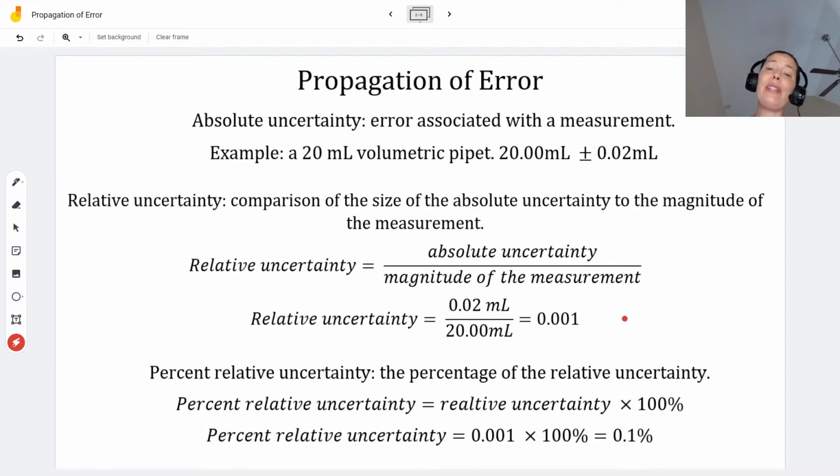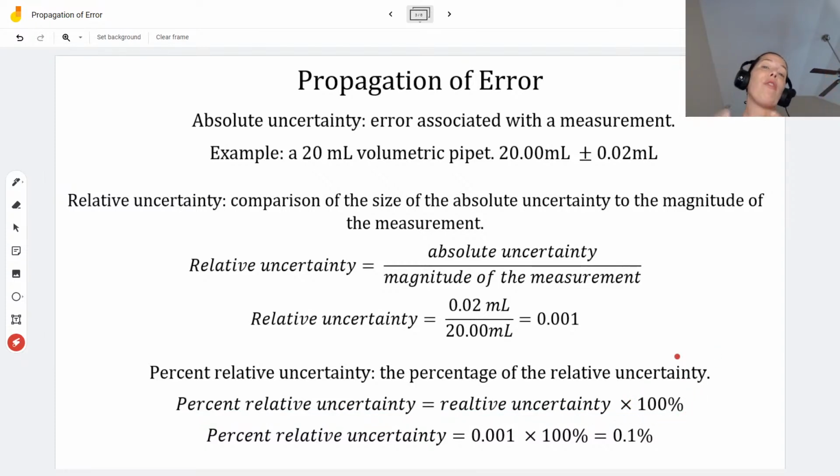Now, we actually don't usually stop at relative uncertainty. We need to calculate percent relative uncertainty, and as we do our problems, this will become a little more evident. So the percent relative uncertainty, of course, you just take your relative uncertainty. You can see the calculation right here, and you're going to multiply by 100%.